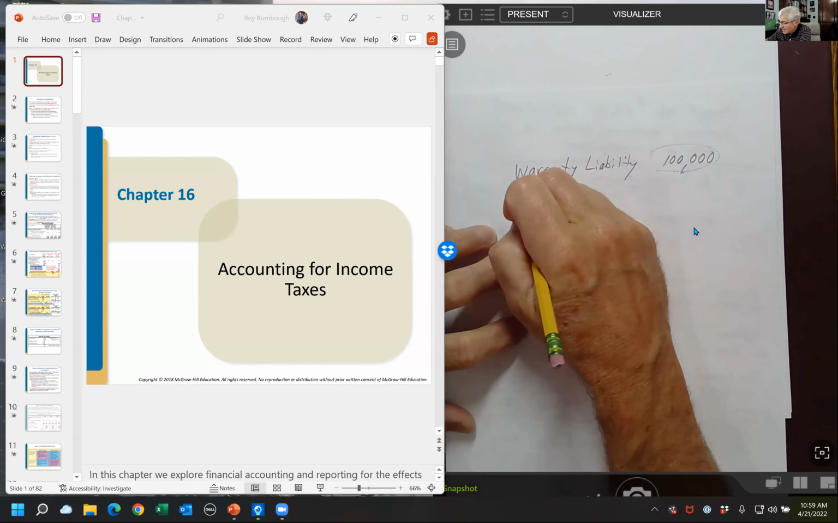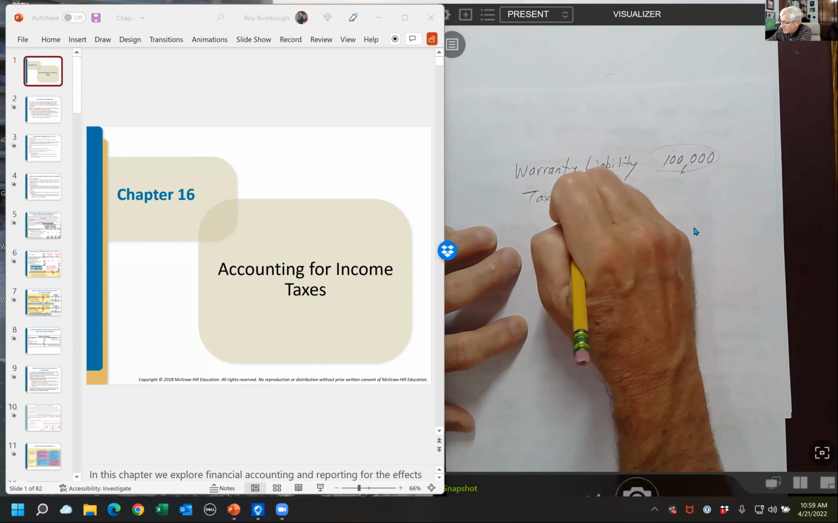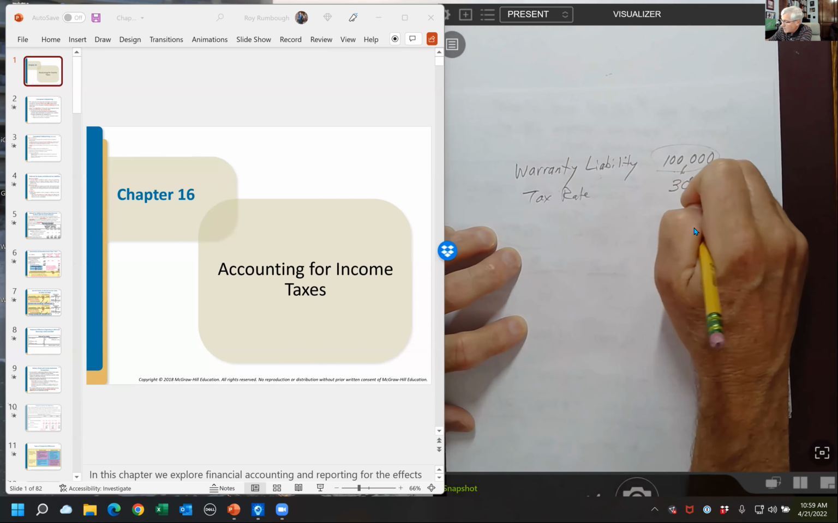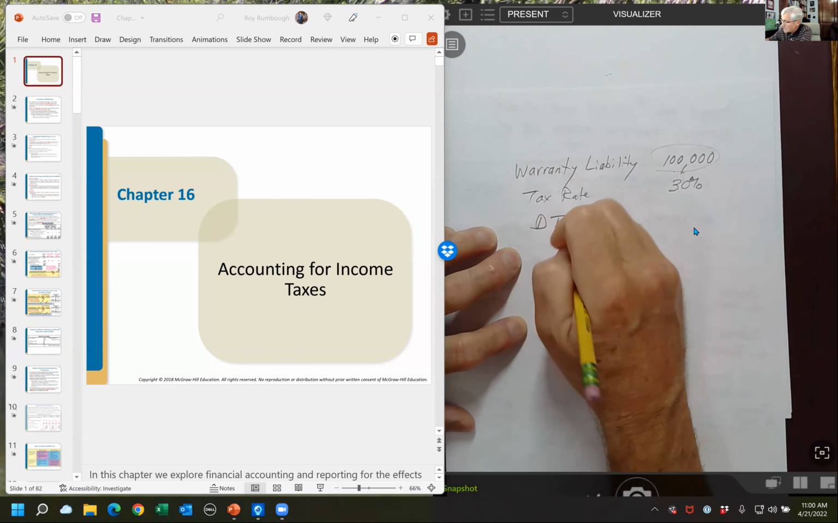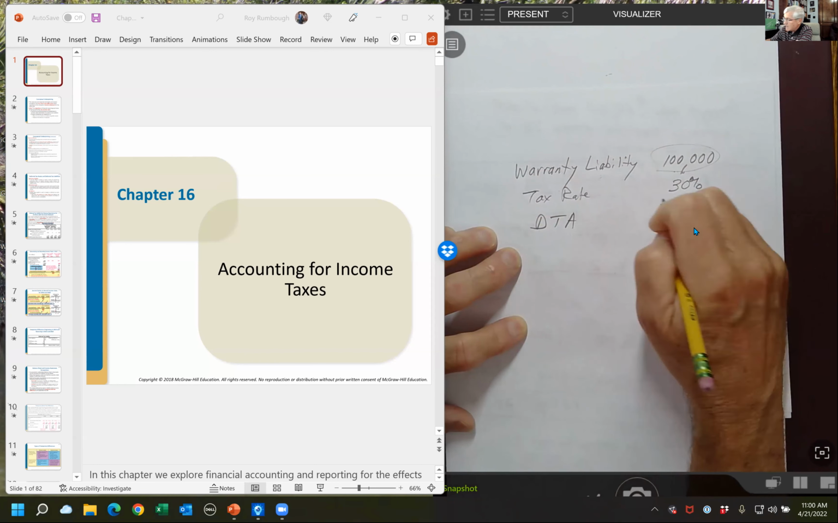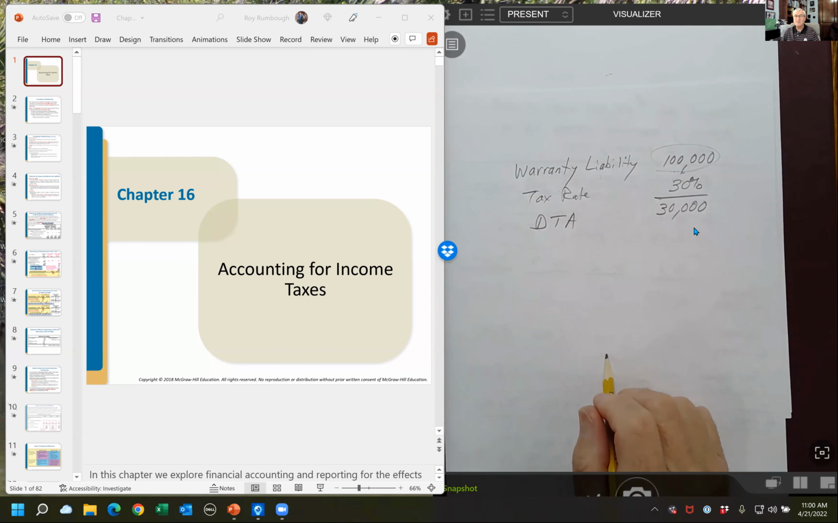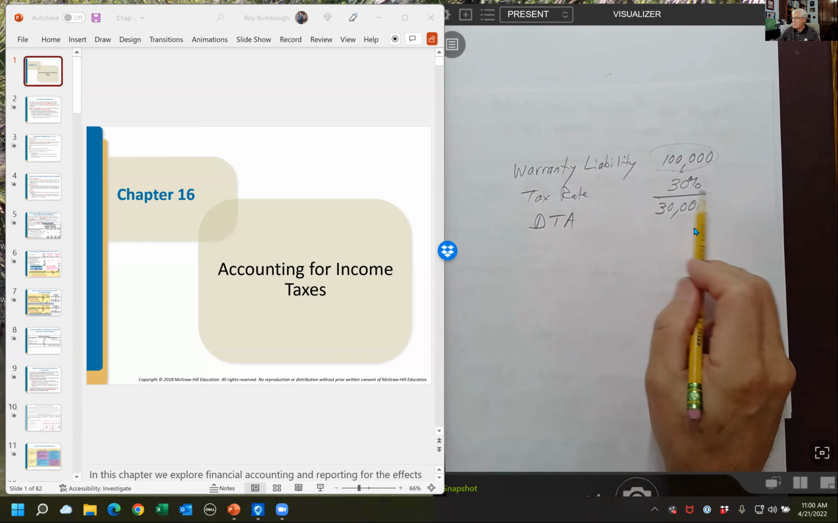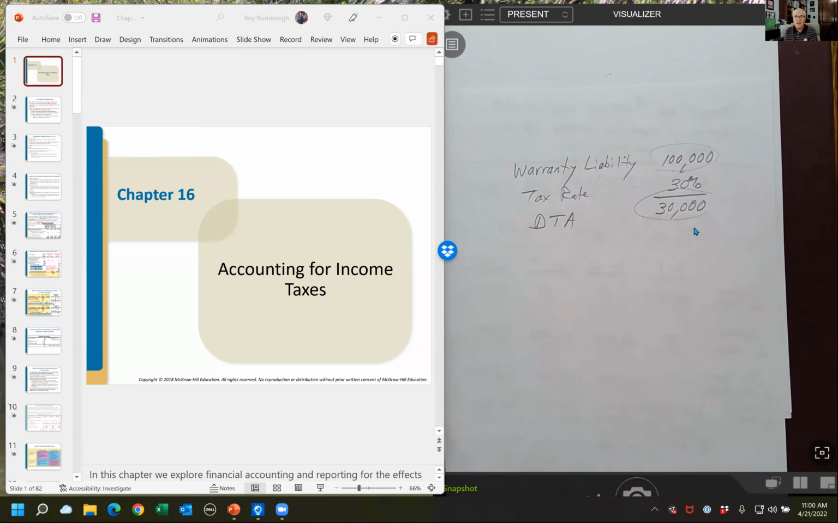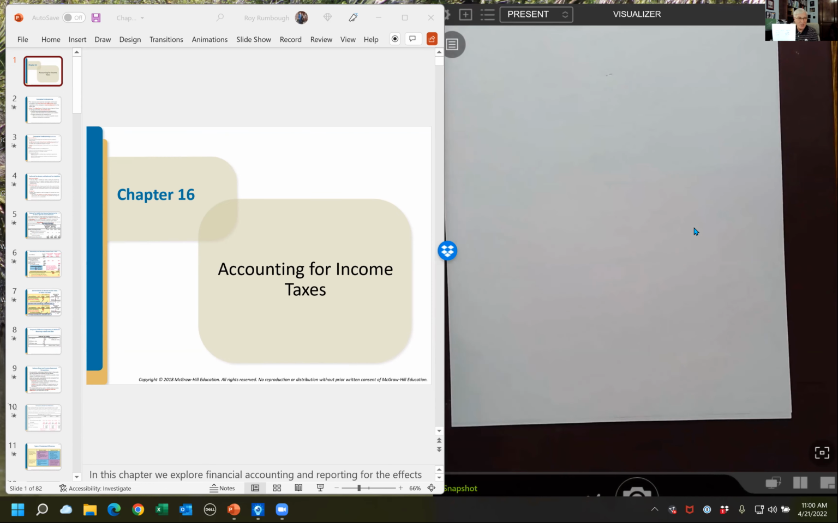So I can just take the tax rate of 30%, and my deferred tax asset needs to be 30,000. And so I will adjust my deferred tax assets and my deferred tax liabilities to the right balance. You can see this in the slides. And then the income tax expense is going to be plugged based on the tax return plus or minus these changes.